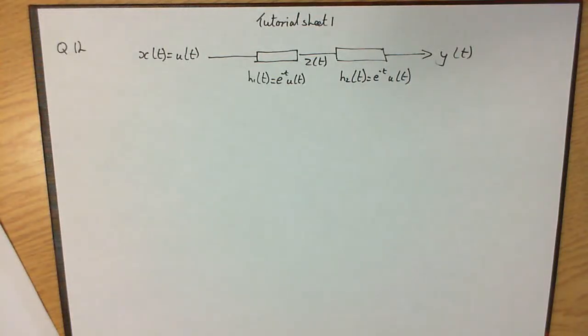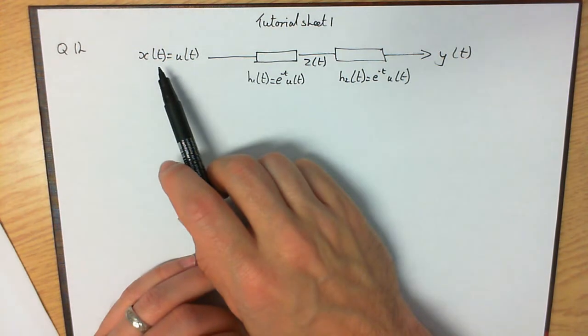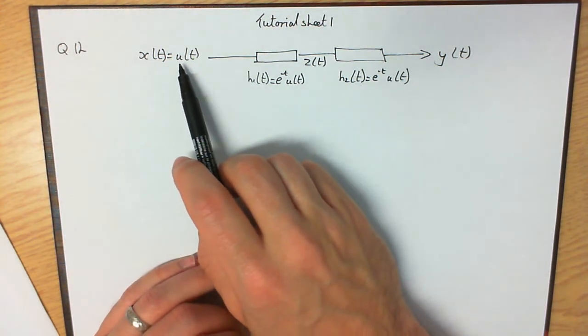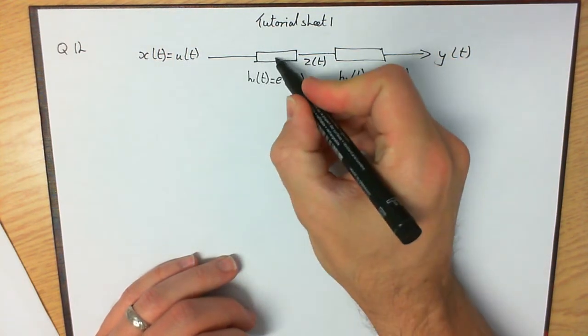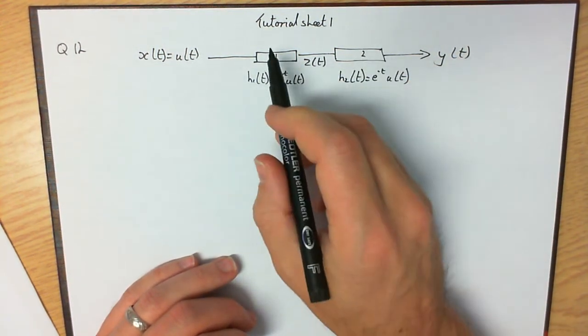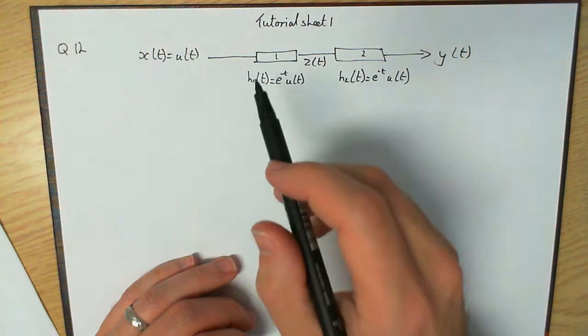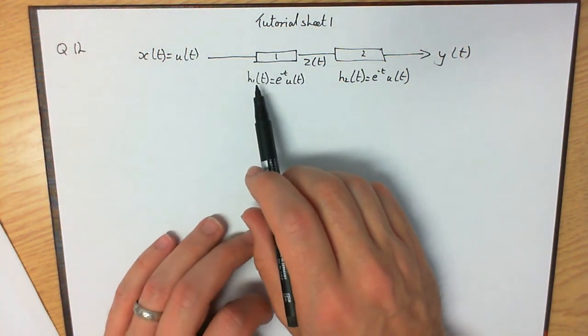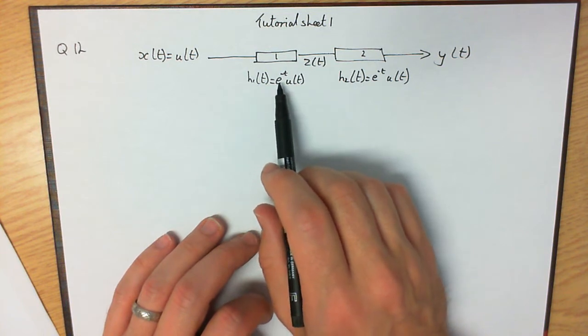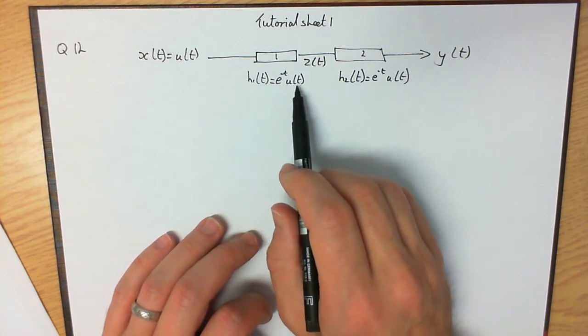Tutorial sheet 1, question 12. We're given a situation where we have an input signal x of t, which is u of t, a unit step function, going through two systems, system 1 and system 2, and each of those systems has exactly the same impulse response, h1 of t is equal to e to the minus t u of t.